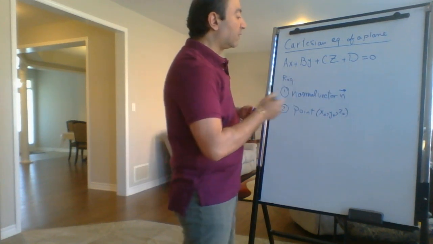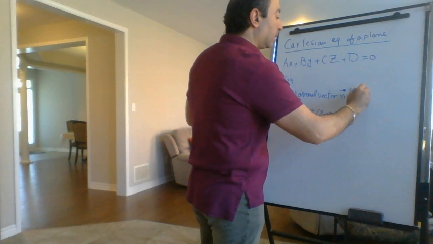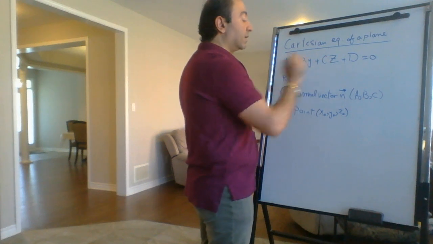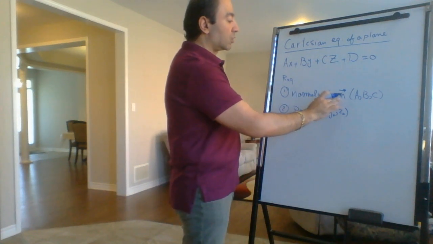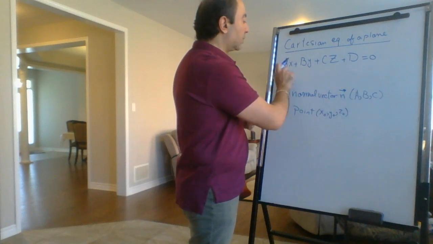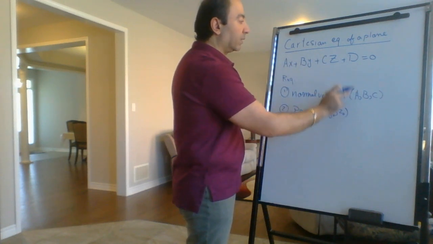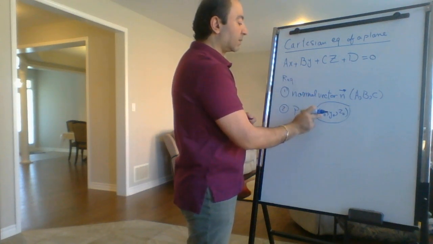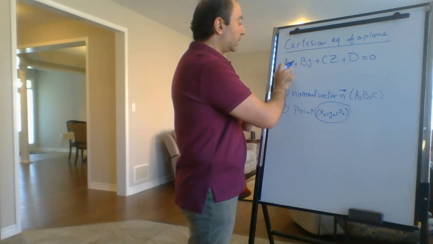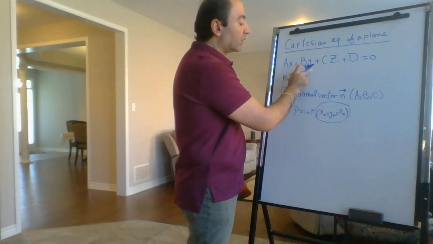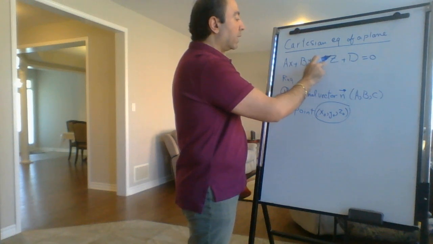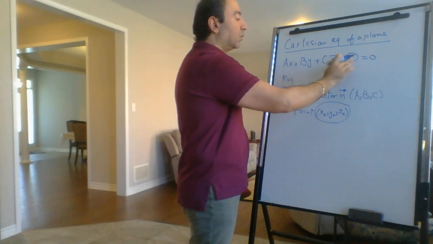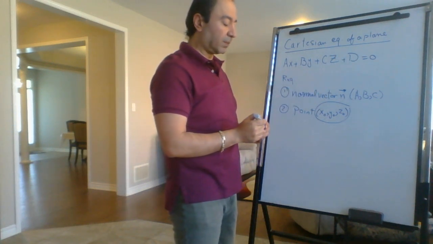The coordinates of the normal vector will be a, b, and c, which are the coefficients of x, y, and z in the equation. So if we have a normal vector (a, b, c), we put them in front of x, y, and z. And to find d, we use this point. We substitute x by x0, let's say 2, y by 3, and z by 4. The only variable we will have is d. We solve for d and we find the equation of the plane. Okay?